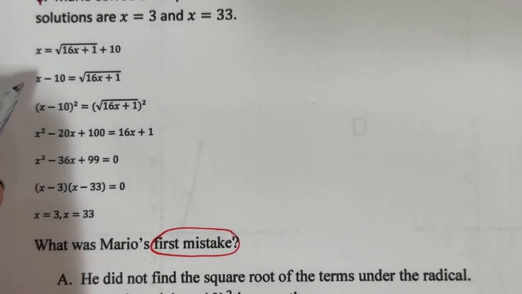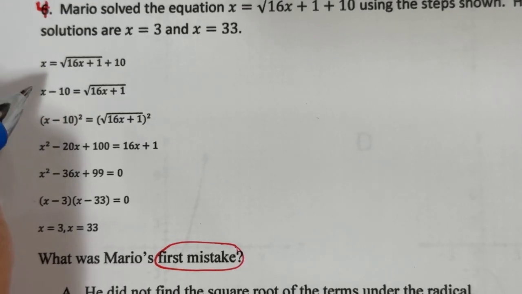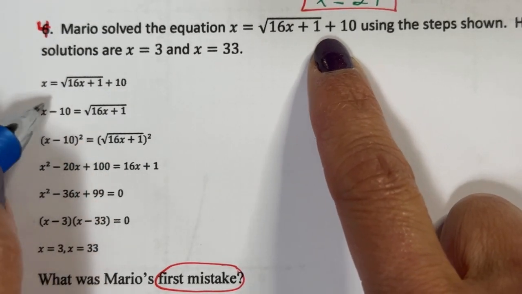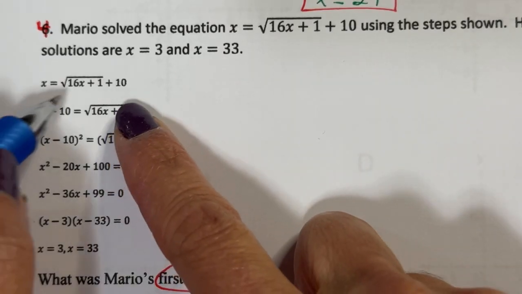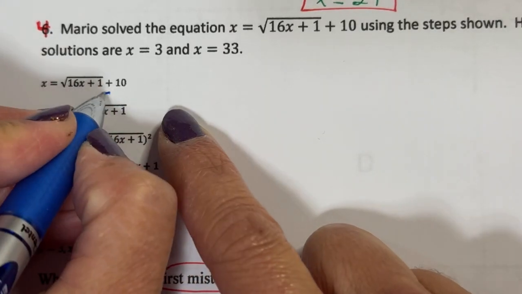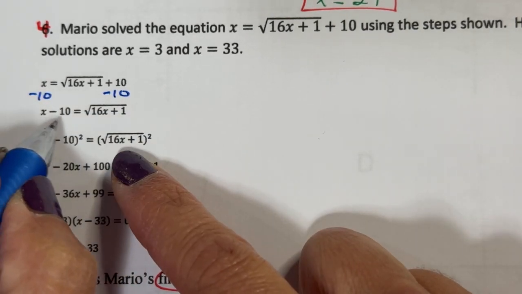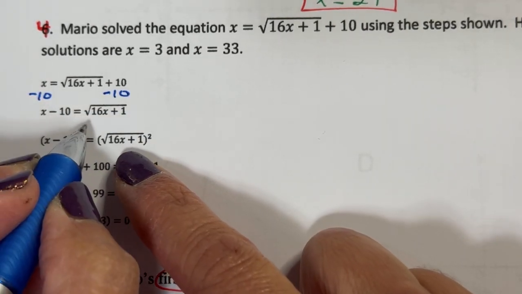Okay, well, let's go through his work and see what he did. So, did he write down the problem correctly? Because sometimes that's the problem. Nope, he did that correct. And then it looks like he moved that 10 over, which means he had to have subtracted it. That's the only way to move it properly. And yeah, I see x minus 10, so there's the -10 that he subtracted.